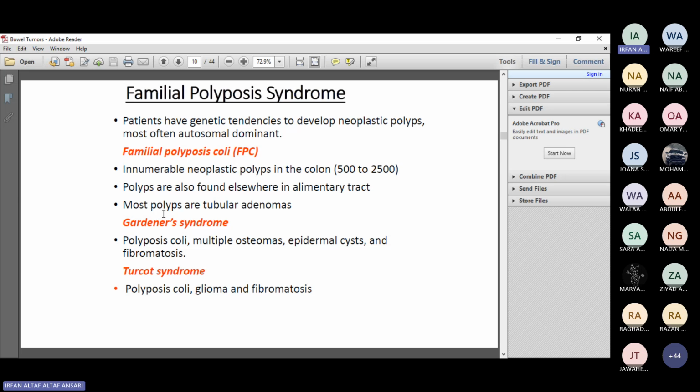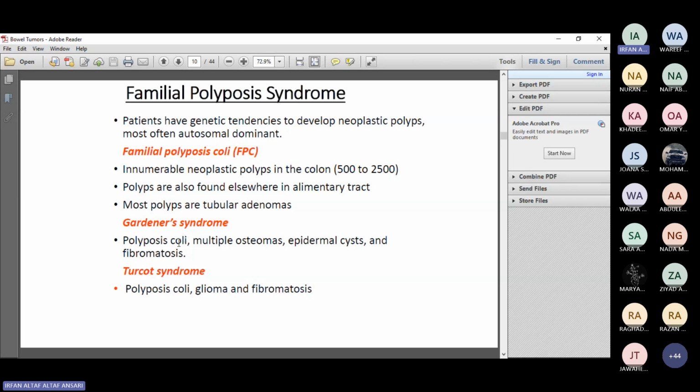As I told, this polyp can occur singly or can be seen in a syndrome. Okay, so you have the familial polyposis coli syndrome, where you see innumerable polyps. To diagnose familial polyposis coli syndrome, you must have a minimum of 100 neoplasms, but they can be in the thousands. Okay, polyps can also be seen not only in the colon, they can be seen from esophagus to the colon, but commonly in the colon. And most of the time they are tubular adenoma.